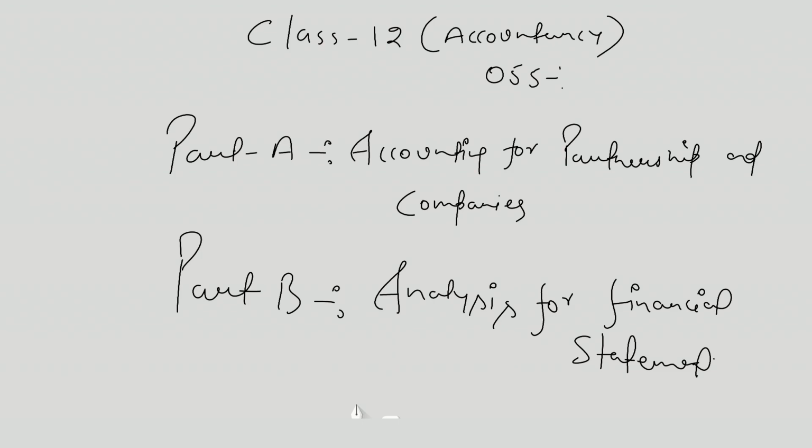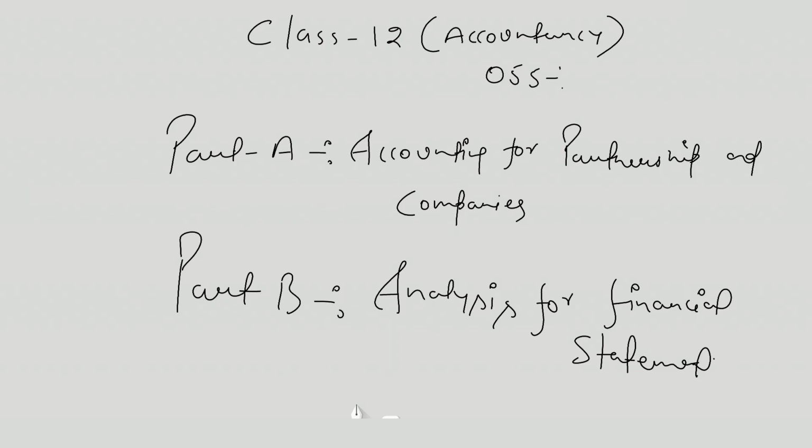So why the firm maintains the financial statement is not only about ascertaining the profit. Another aspect of preparing financial statements is that they are used as tools or instruments for decision making. So in class 12, in the next part, we have to study analysis of financial statement. And in part A, accounting for partnership and companies are there.